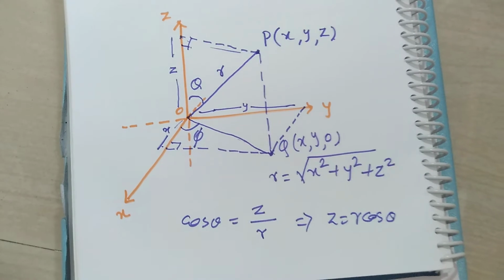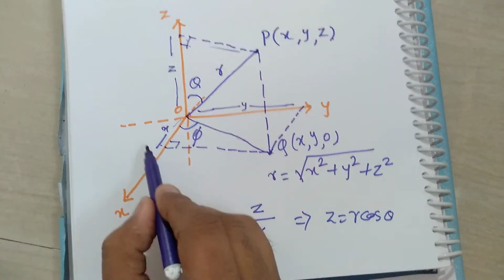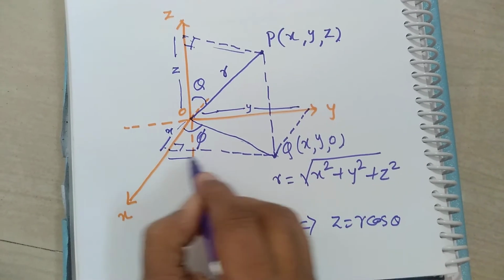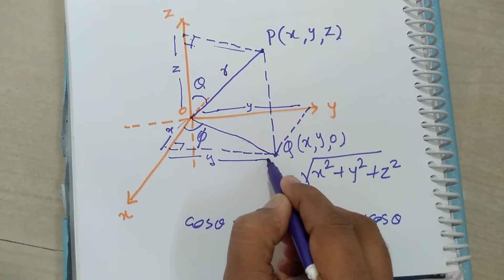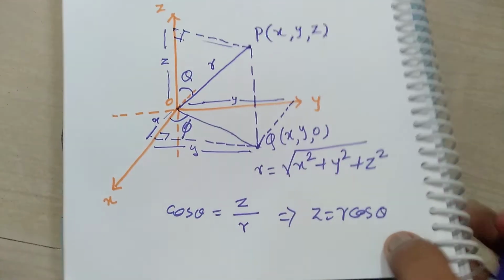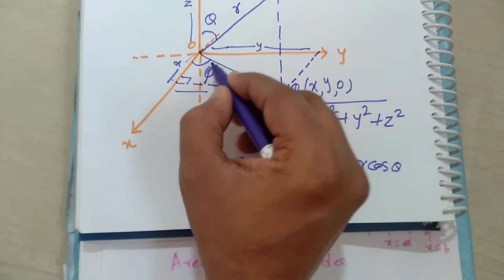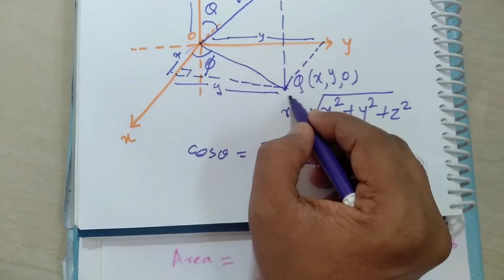This distance is y. Correct or not? As this line is parallel to this line, this distance is also y. This distance is also y. Correct or not? Okay. Now what is x from this right angle triangle?